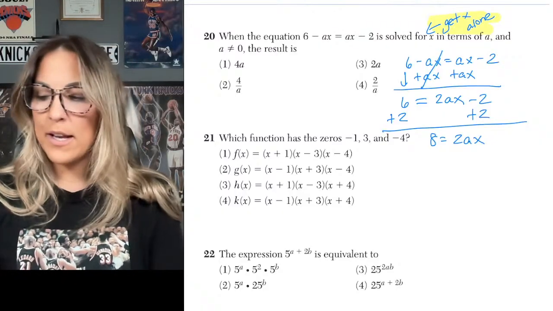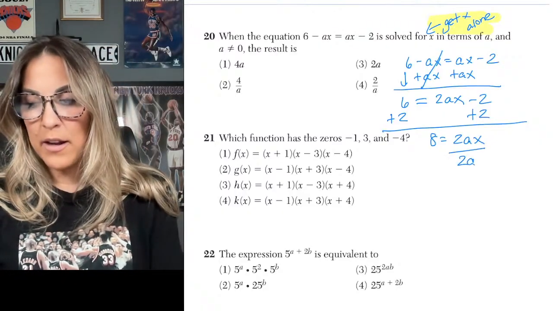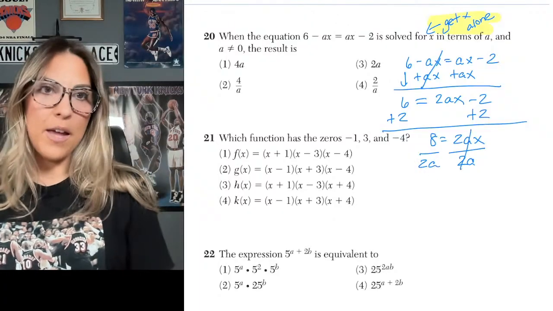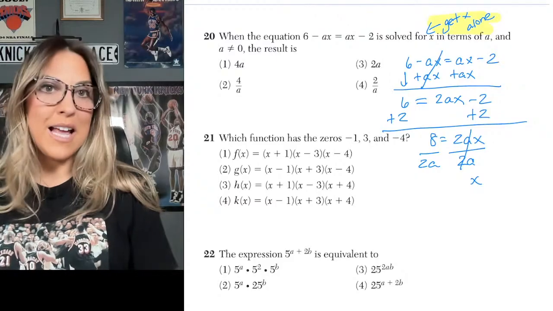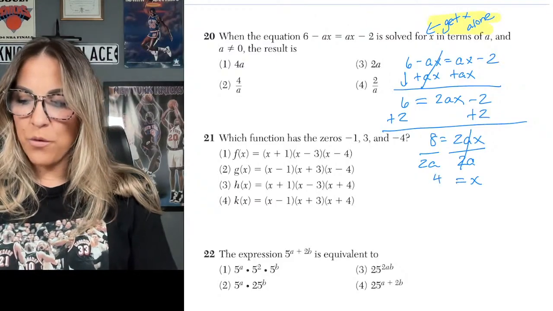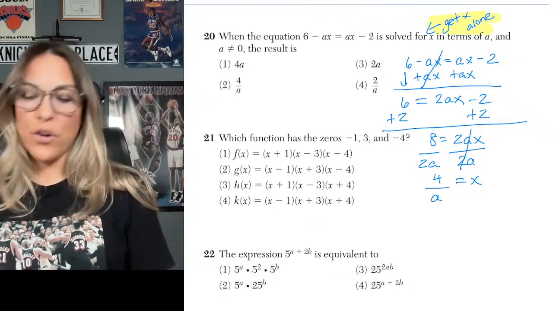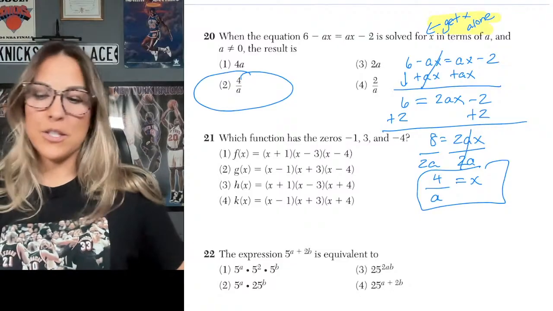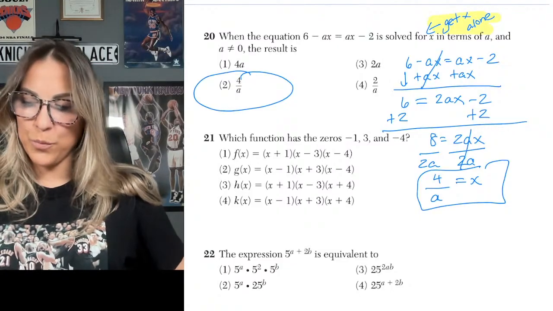I don't have to divide twice. I'm going to divide by 2a on both sides, because if I divide 2a by 2a, I'll get 1, and that'll leave me with just x on its own. And on the left side, 8 divided by 2 is 4, and that a is still there in the denominator. So x is equal to 4 over a, which is answer choice number 2.